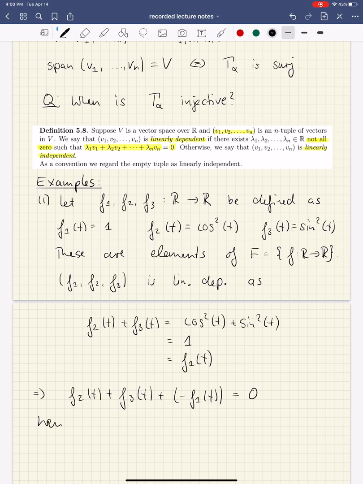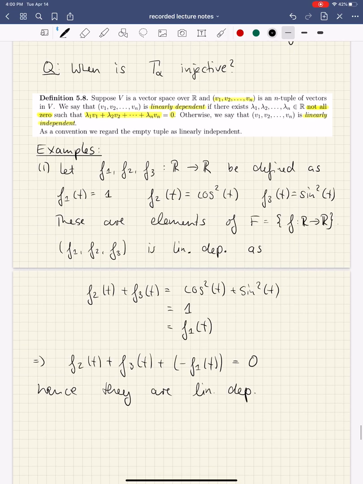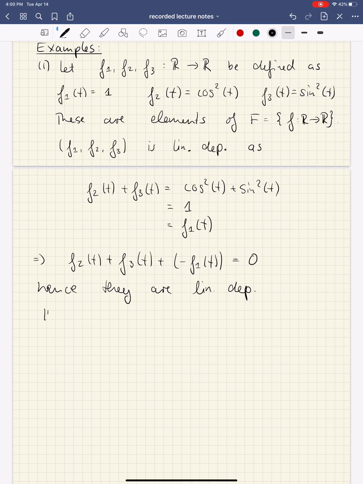Hence, they are linearly dependent. However, if I only take 2 of them, let's say I'm taking f1, f2, these are linearly independent. So I write lin ind.